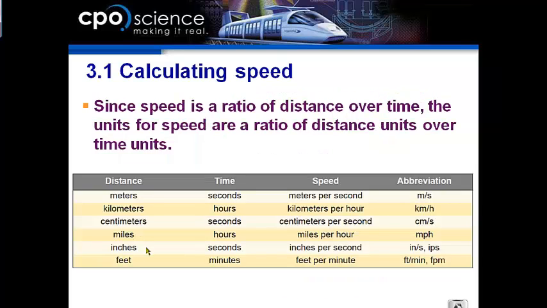Because speed is a ratio of distance over time, the unit that you're going to have with speed is going to be a distance unit divided by a time unit, okay? Because it's a ratio. So speed can be in meters per second, kilometers per hour, centimeters per second, miles per hour, but it's always going to be a distance unit over a time unit because it's a ratio.